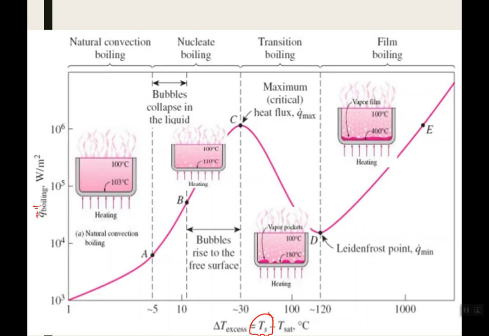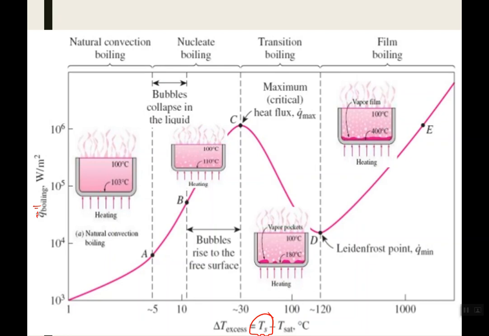Okay, so in the first phase, when we get our surface temperature just slightly higher than the bulk fluid temperature, we would have something called natural convection boiling. So in natural convection boiling, the surface heats up. It would, in all likelihood, be hotter than the bulk fluid temperature. Well, it definitely is going to be hotter than the bulk fluid temperature.